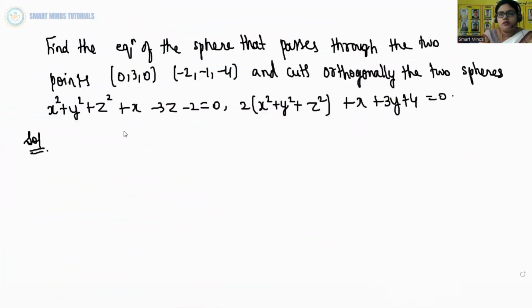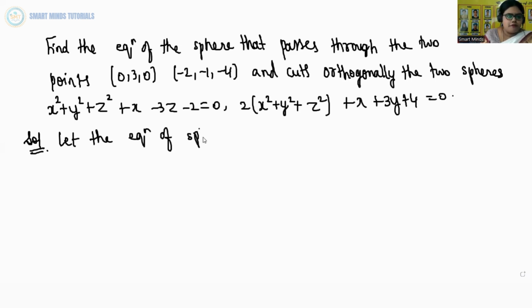So take this question. This is a very, very important LAQ from the sphere chapter. Find the equation of the sphere that passes through 2 points and cuts orthogonally the two spheres. So 2 points are given and two sphere equations are given. First, let us write down the equation of the sphere.